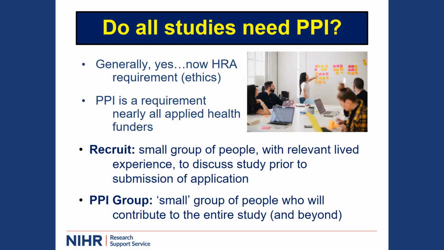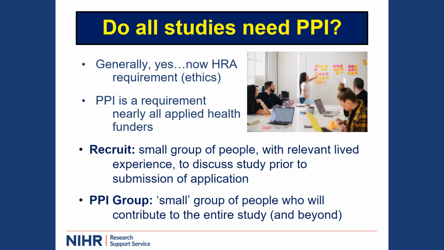And hopefully, and this looks fantastic for NIHR applications, that same group of people who you discussed the study with prior to submission then form your PPI group. So a small group of people who will contribute to the entire study and beyond. What you do not want is to say I will recruit PPI after I've started my research, mainly because we're uncertain whether or not there was good pre-grant activity.